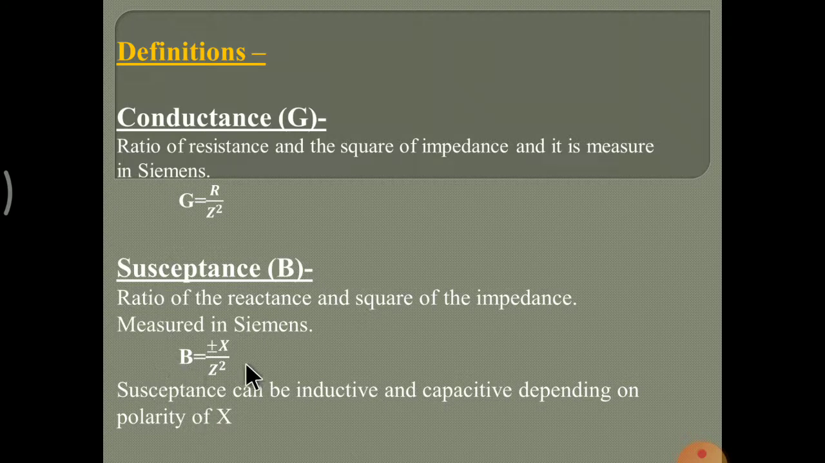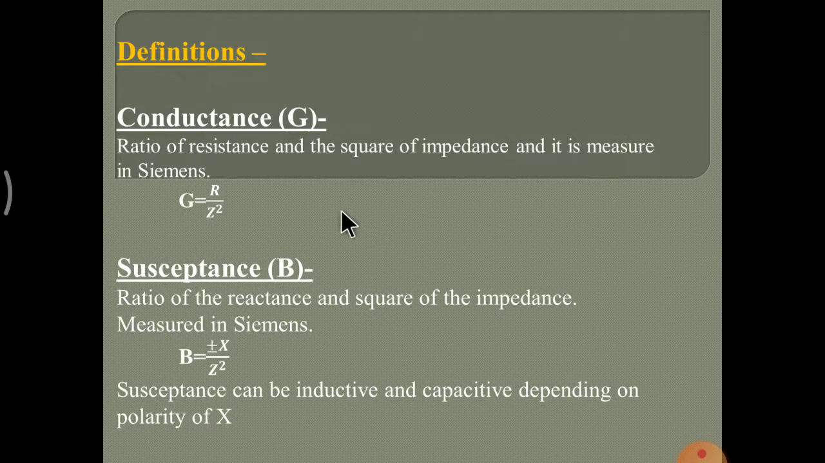Susceptance B is equal to plus minus X upon Z square. This plus minus sign denotes that it may be capacitive reactance or inductive reactance. Like that, it may be capacitive susceptance or inductive susceptance. Susceptance can be inductive and capacitive depending on the polarity of X. The polarity of X depends on which type of susceptance is there. It can be inductive or capacitive.